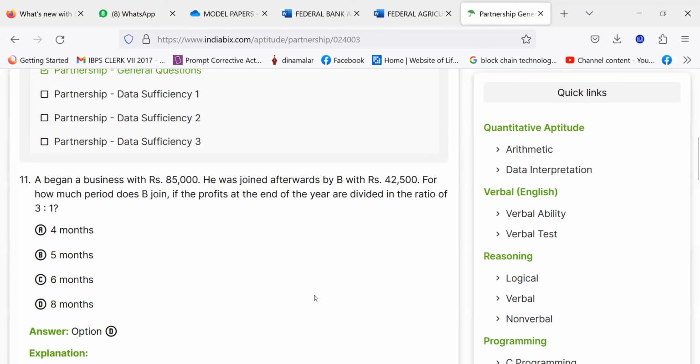At the end of the year, that means 1 year of investment. So A invested for 1 year. Normally in partnership, profit is divided after every year, unless it is told otherwise. So when taking 1 year, we can assume 12 months.